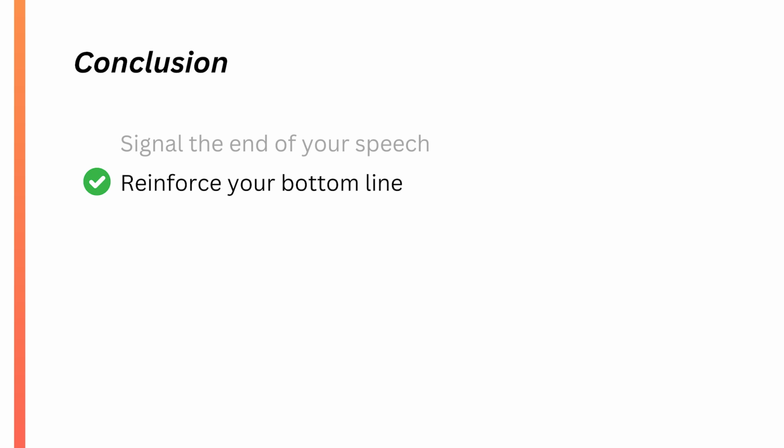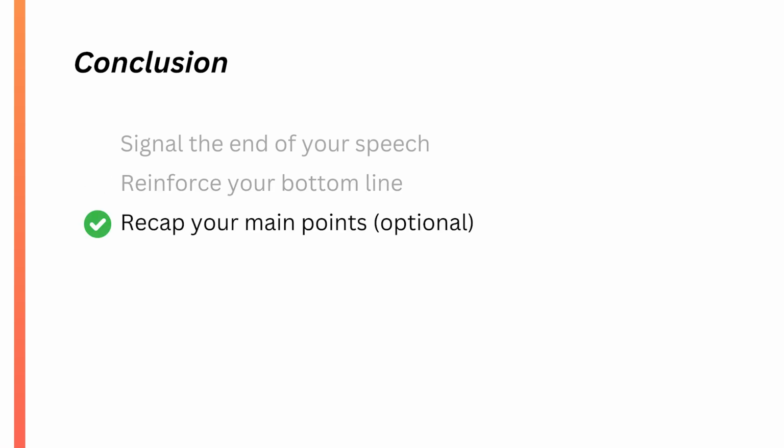Now let's briefly look at the conclusion. The first thing you do is signal the end of your speech by saying a phrase like "in conclusion" or another one like that. You typically then reinforce your bottom line, your key argument for the speech. I consider it then optional to recap your 3 main points in a persuasive speech. I always do that in an informative speech, but I find it tends to slow down persuasive speeches and isn't really necessary. But in a persuasive speech, you must have a call to action.